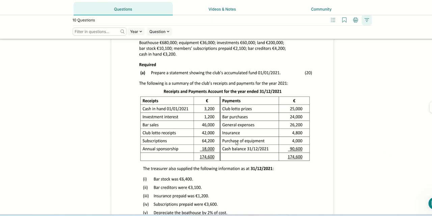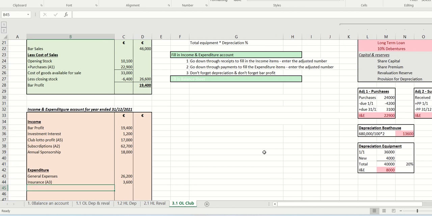Purchase of equipment does not go in. Equipment is an asset on our list of fixed assets. So we don't put equipment in here. We'll be putting the depreciation on that equipment. The closing cash balance does not go in here because cash is an asset. So it's only income and expenditure that goes in here. Not assets, not liabilities. And once you get that rule of thumb clear in your head, you will not go wrong. Now we've got our 2 depreciations.